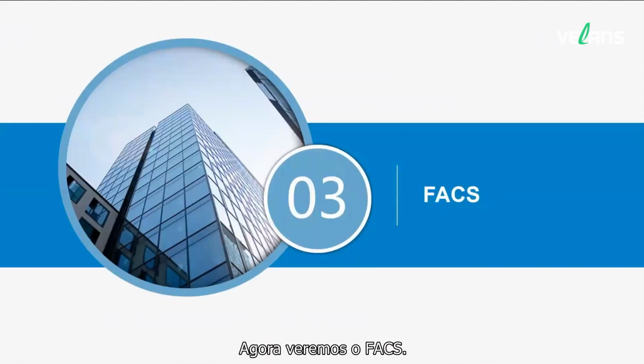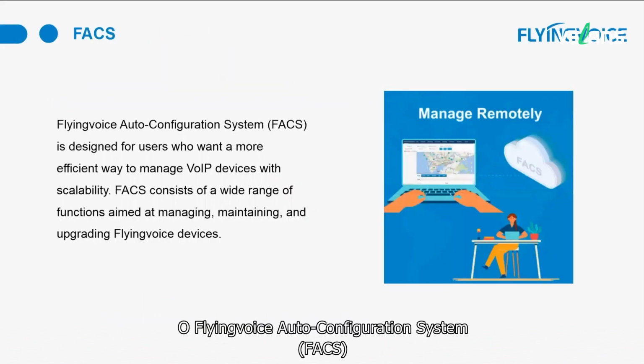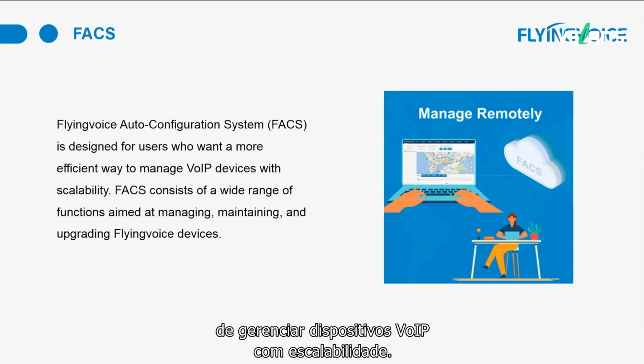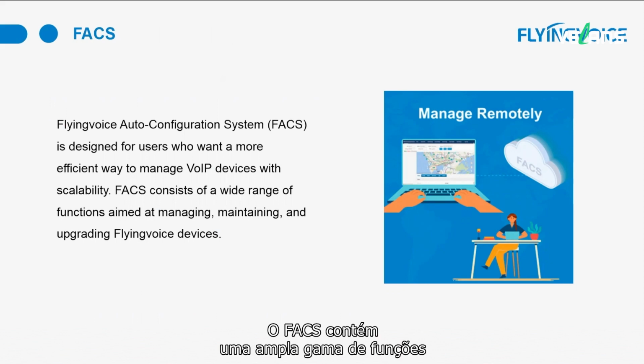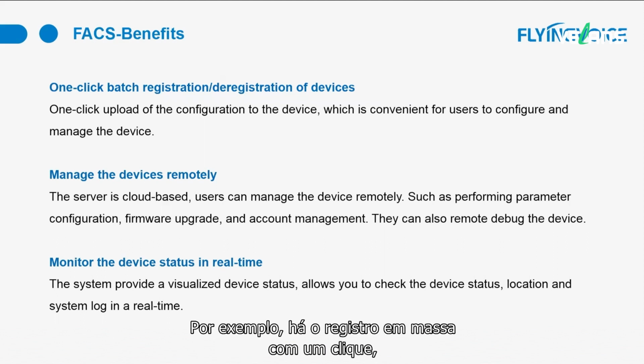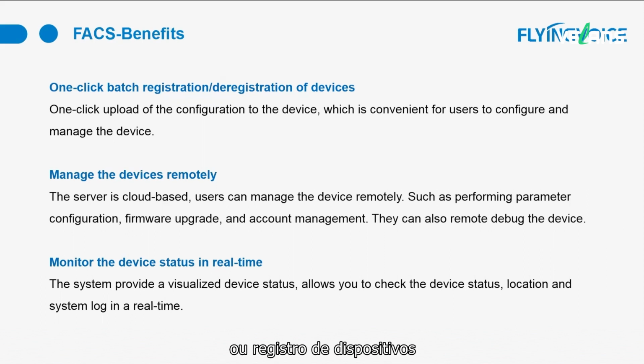And now we will have a look at the FACS. The Flyingvoice Auto Configuration System is designed for users who want a more efficient way to manage VoIP devices with scalability. FACS consists of a wide range of functions aimed at managing, maintaining, and upgrading Flyingvoice devices. These are some FACS benefits. For example, there is one-click batch registration or deregistration of devices. You can manage the devices remotely or monitor the device status in real time.